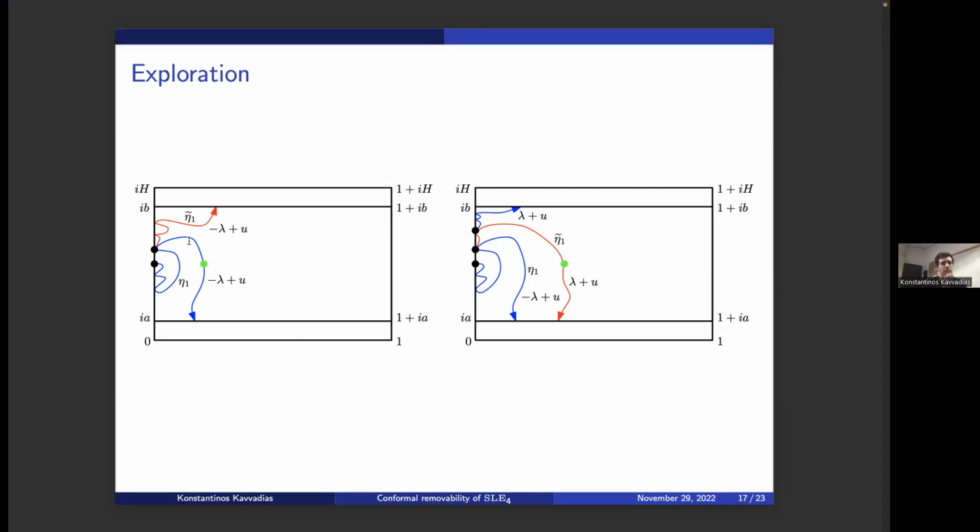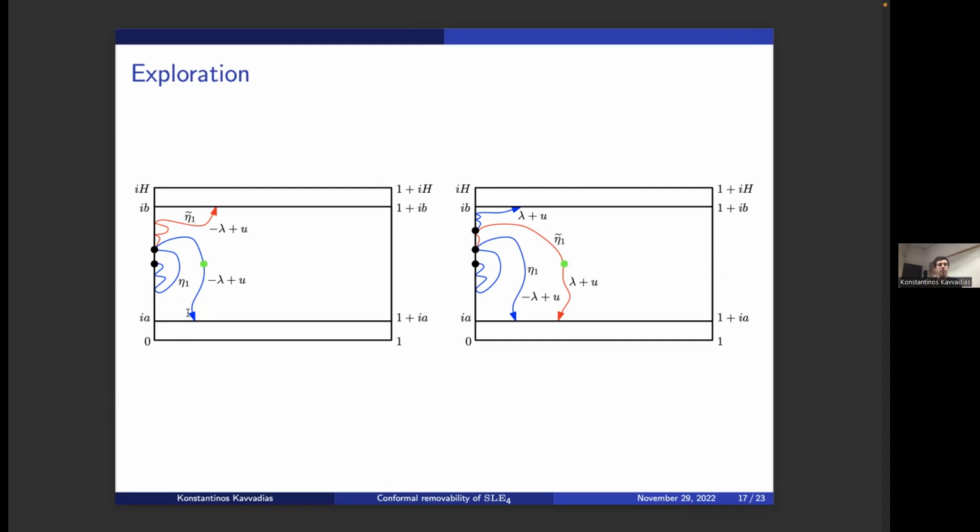Okay, so here, because of the corresponding values of the weights of the force points, this blue curve will not hit the right side of the rectangle. So this means that it either hits the upper boundary or the lower boundary of the rectangle. Of course, it will hit the left side of the boundary of the rectangle multiple times.